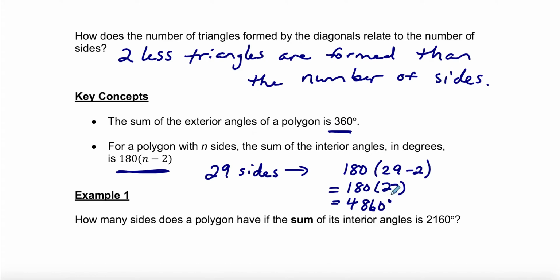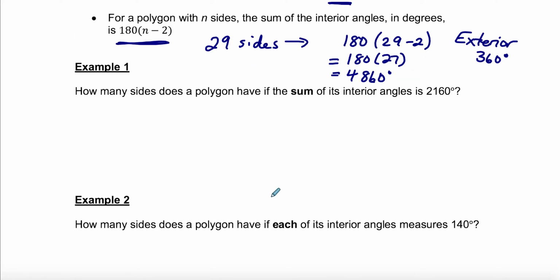So isn't that cool? You can think, oh, any sided figure, I could tell you what all of the angles add up to on the inside. All of the angles on the outside would still add up to 360. So example 1: how many sides does a polygon have if the sum of its interior angles is 2,160? That's a little bit backwards. They're telling us what the final sum of the interior angles is. So we kind of know that the answer is 2,160.